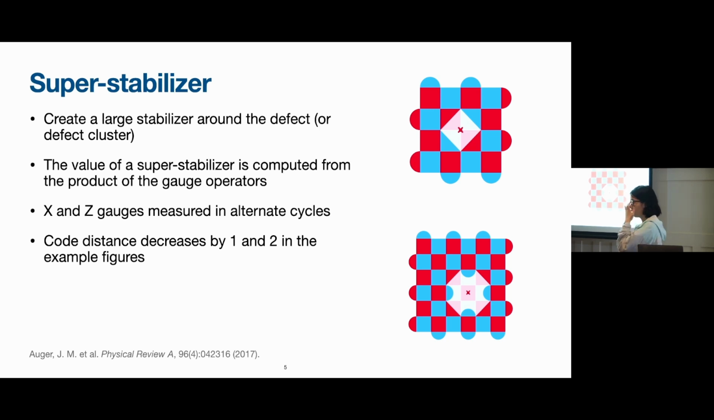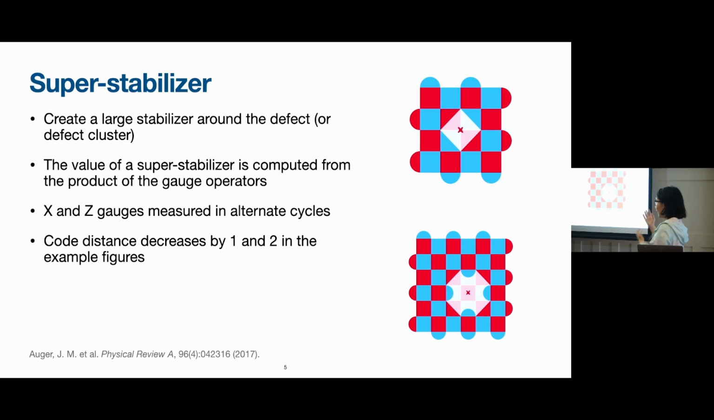The Z and X gauges around the defects don't commute, so they do have to be measured in alternate rounds. Let me go through these two examples. On the top, I'm showing a broken data qubit, and as a result, the new X stabilizer around it is the product of these two red triangles, and the new Z stabilizer is the product of the two blue triangles. As a result, the code distance decreases by 1, because if you want to cross from the blue edge at the top to the one at the bottom, you now get to skip the broken data qubit.